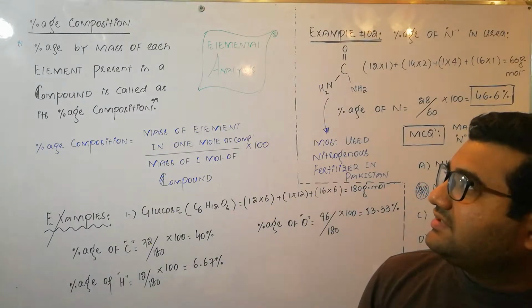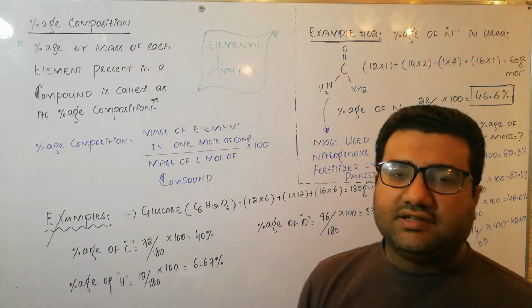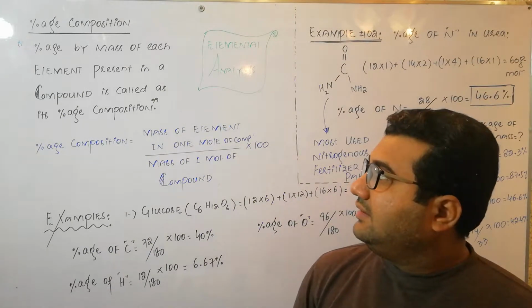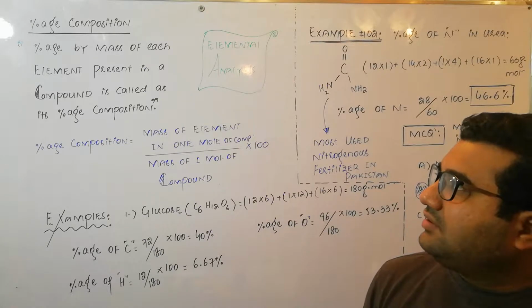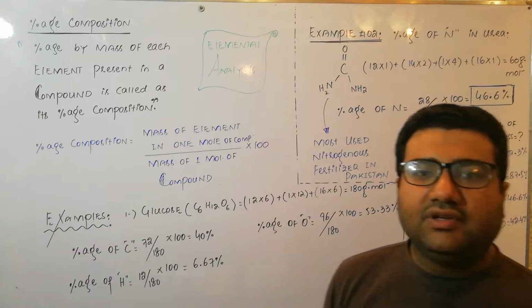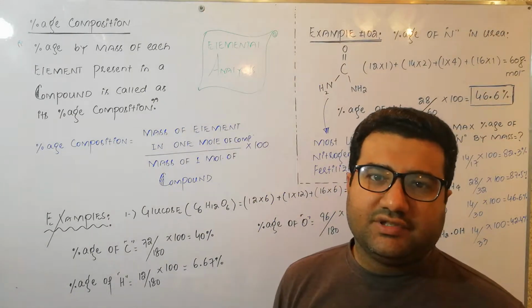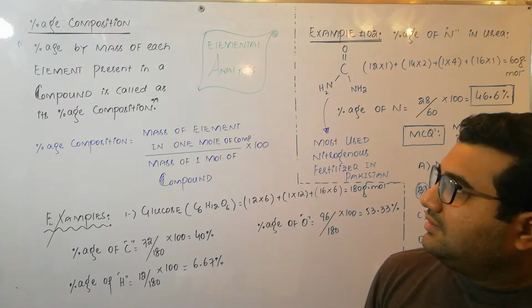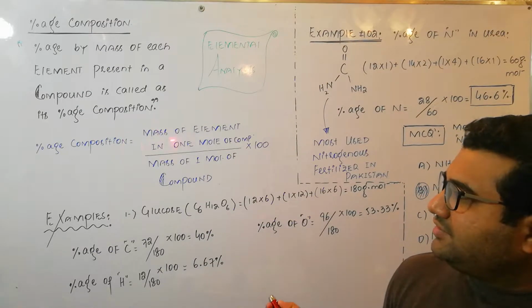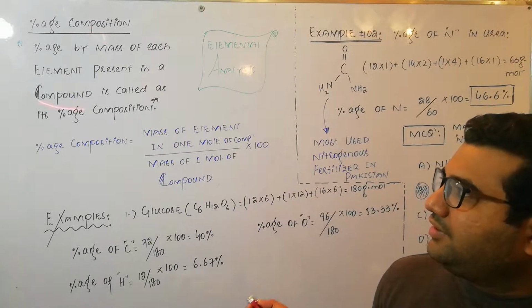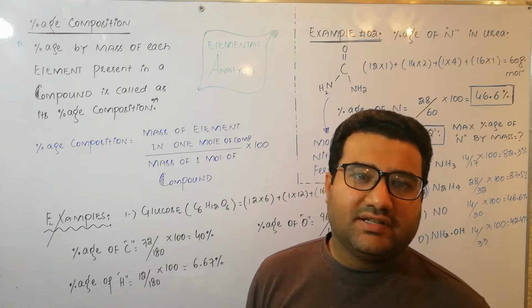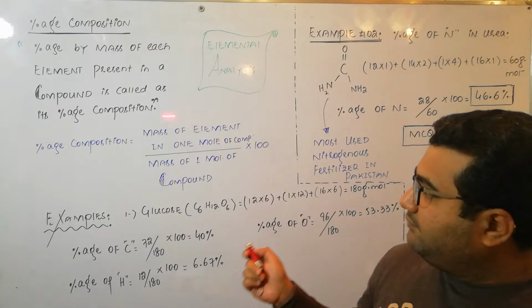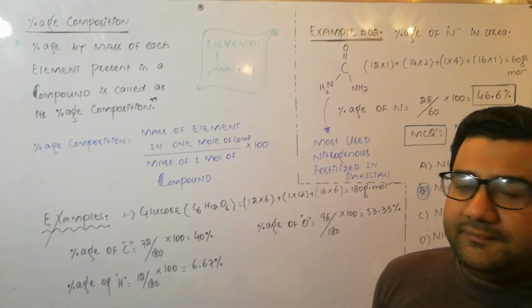The topic of discussion is percentage composition. The definition of percentage composition is the percentage by mass of each element present in a compound, called its percentage composition. But the formula of percentage composition is more important than its definition, because all the calculations related to percentage composition are performed using this formula.